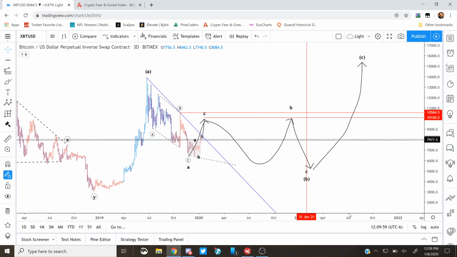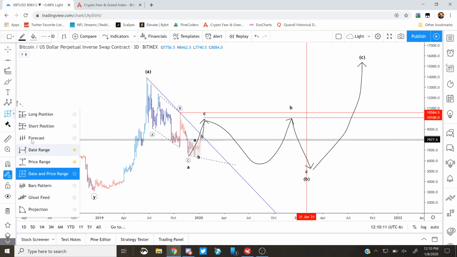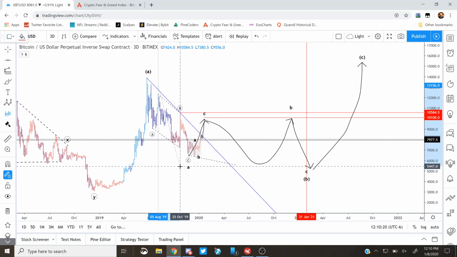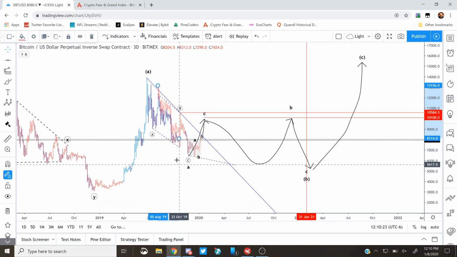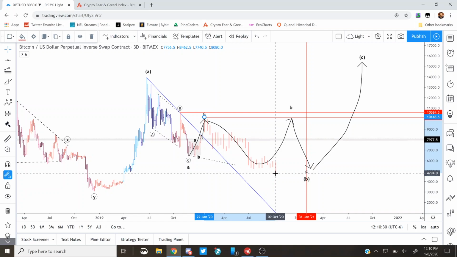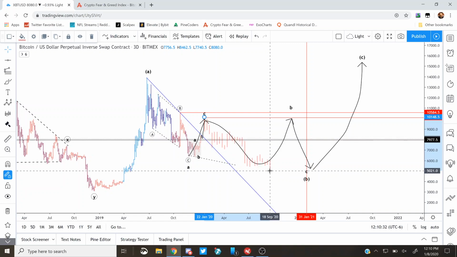So I expect much of 2020 to be down sloping, kind of like this. In fact, if we take a bars pattern of that and then stretch it out, so this is our B of A. This could be very valid. Something like this.